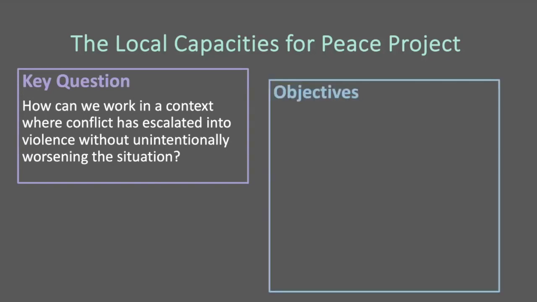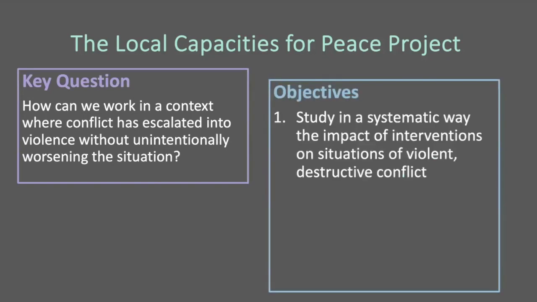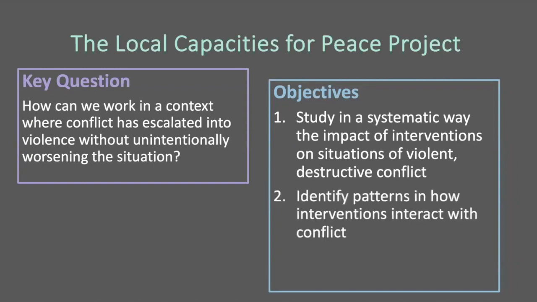The project had several objectives, the first of which was to study in a systematic way the impact of our interventions, so humanitarian, developmental, and also peacebuilding, on situations of violent, destructive conflict, and to identify patterns in how these interactions happen across the world in many different countries, across many different cultural contexts, in order to then learn lessons for future programming, to help organizations check their work and improve their work in order to avoid unintentionally worsening the situation. The result of over 20 years of work on this was the Do No Harm framework as we know it today.